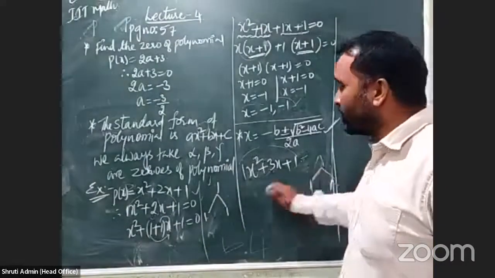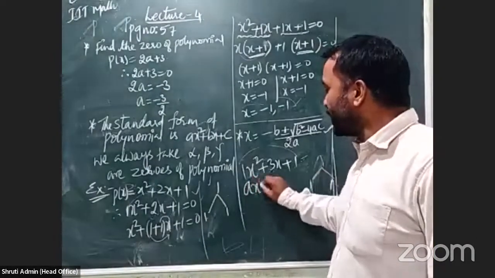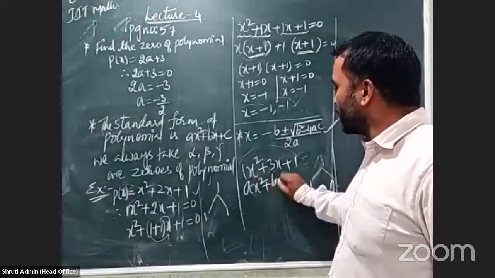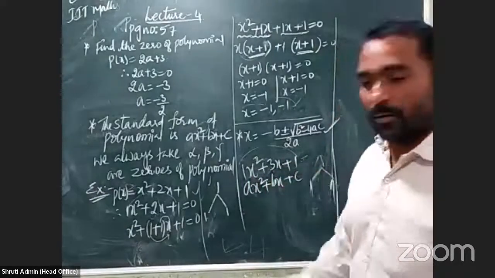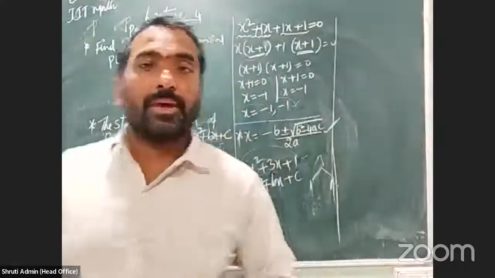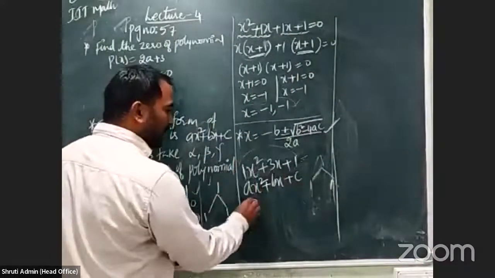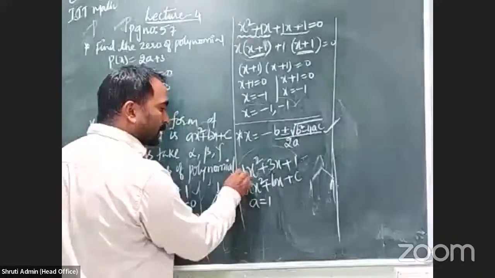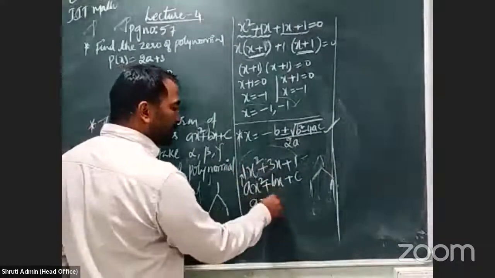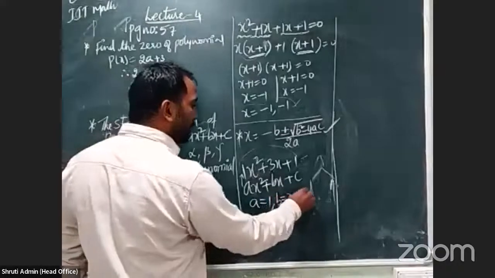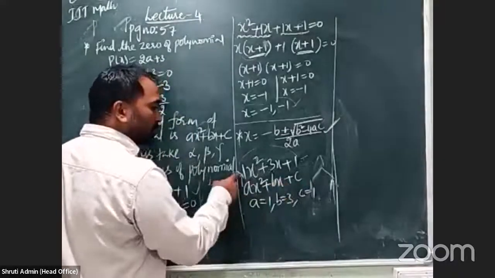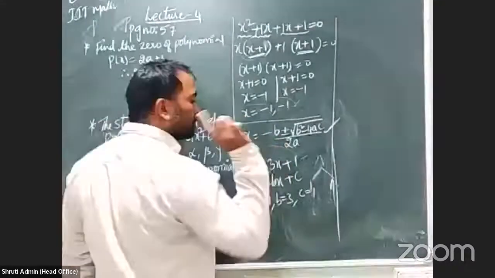So how do we find them? We can find them like this. We compare the given equation with ax square plus bx plus c. If you compare, just compare the coefficients: a becomes 1, b becomes 3, and c becomes 1.